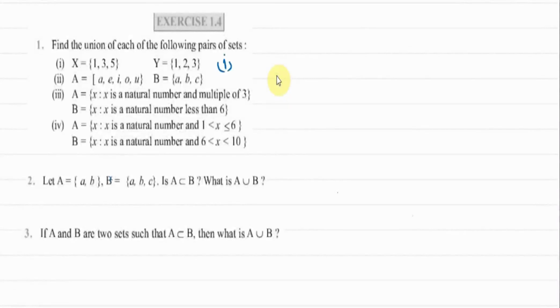So X union Y will be writing all the elements of X first. We have 1, 3, 5. Now 1 we have already written from set Y. The remaining is 2, so we write comma 2. This becomes our set X union Y.